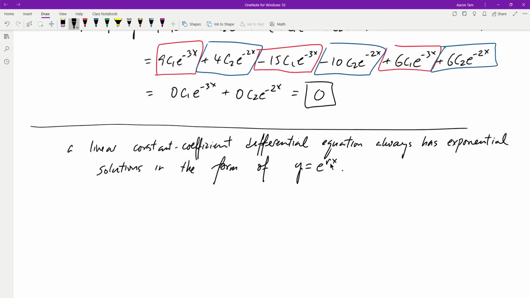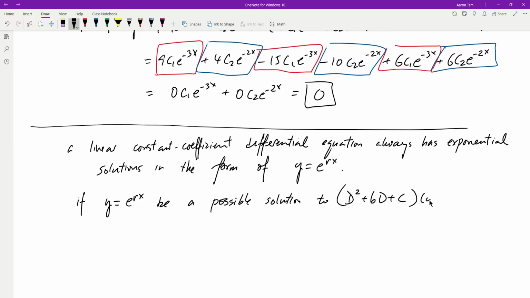And some of you are already clever and can probably realize what the negative 3 and negative 2 came from. But if not, then let's try to figure it out. So the idea is the following. If we indeed let y equal to e to the rx be a possible solution to our differential equation D squared plus bD plus c of y, equal to 0, then that implies the following.